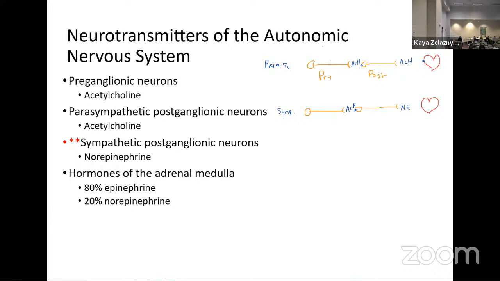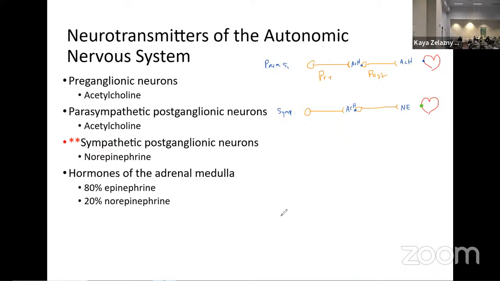But if we're looking at a target of our sympathetic nervous system, we're going to need to be able to sense that we've got some norepinephrine there. They're going to need a new type of receptor. Those are our adrenergic receptors, and they are going to need to be on the effector organ where we have connections to the sympathetic nerves.